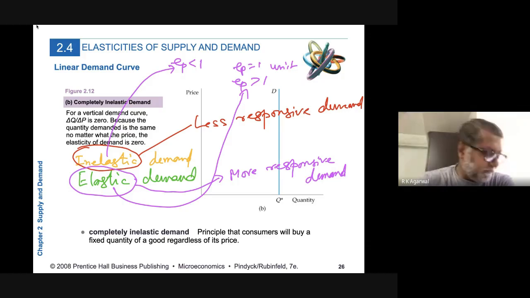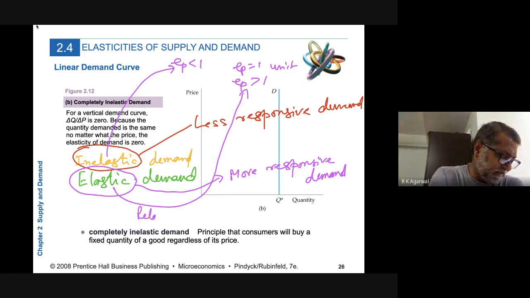Or sometimes we also qualify this term as relatively inelastic and relatively elastic. So this is another term, relatively inelastic and relatively elastic.